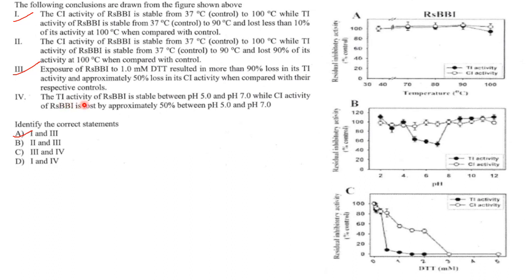Then next one. The TI activity of RSBBI is stable between pH 5 and 7. No, it is not stable between 5 and 7. Over here there is a decrease in TI activity. While CI activity of RSBBI is lost by approximately 50% between pH 5 and 7. That is, no, there is not much loss. So option 4 is not correct. So the answer here is 1 is correct and 3 is also correct. So 1 and 3, option A is correct.